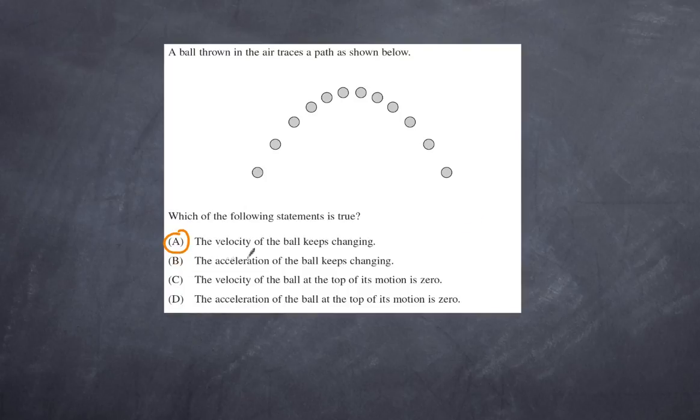In part B, it says the acceleration of the ball keeps changing. Well, we've established that the acceleration is constant, so therefore that cannot be correct. C says the velocity of the ball at the top of its motion is 0. Well, actually the velocity isn't 0. It's still moving horizontally. The vertical component is 0, but the whole overall velocity is not. And finally, D says the acceleration of the ball at the top of its motion is 0. And again, the acceleration is constant. It doesn't change. So therefore, that discounts D as well.